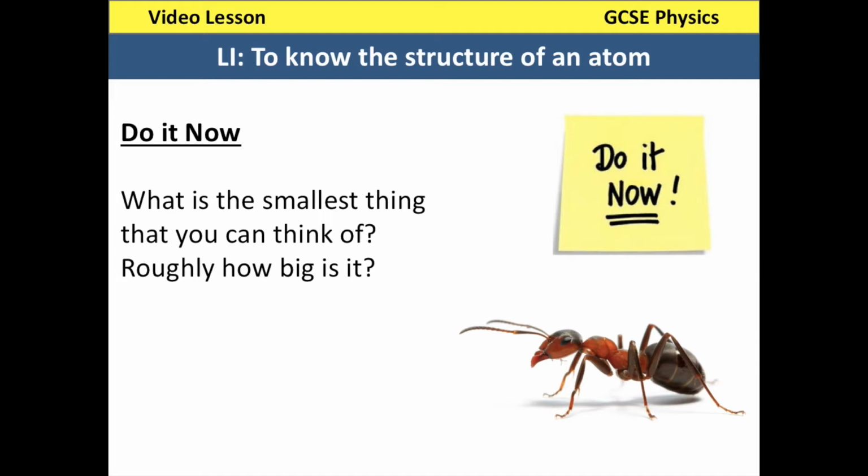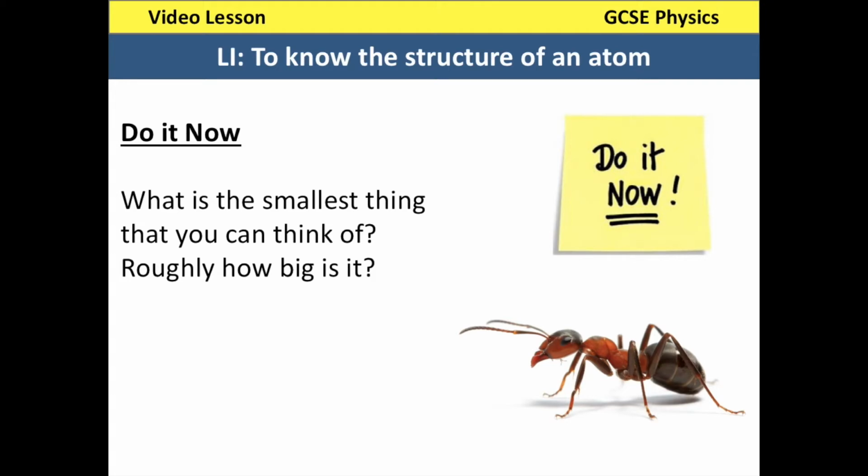So there might be a range of different answers here. I've given a picture of an ant on the board just to give you a kind of idea to be thinking about small things. But what I'm hoping is that at least some of you watching this video will have thought, well, atoms are very, very small, and you might have put an atom down as an example. For roughly how big an atom is, well, we're going to look at exactly how big atoms are later on, but obviously we know that they are too small for us to be able to see.